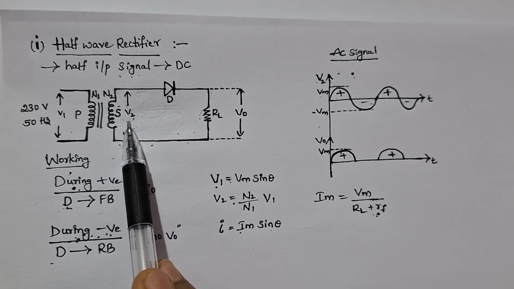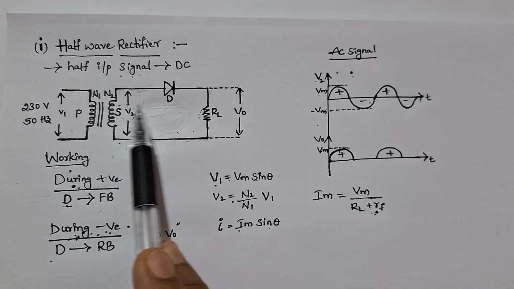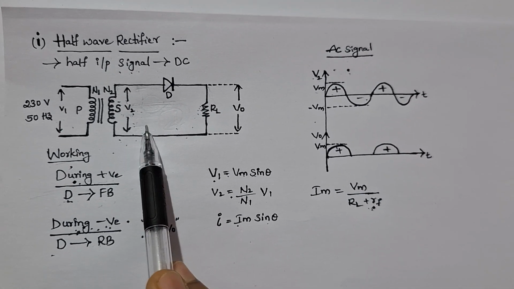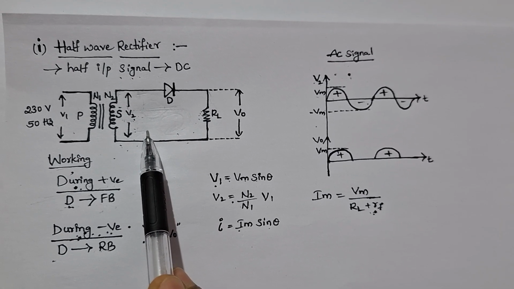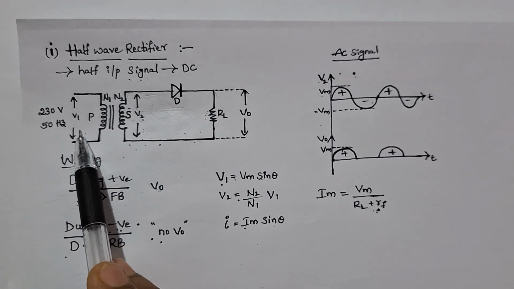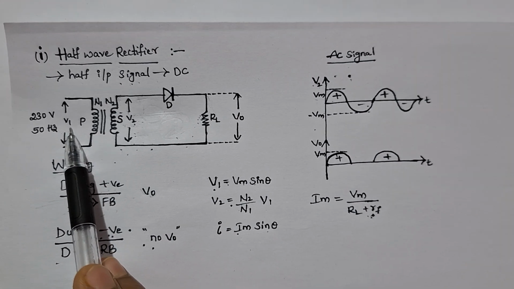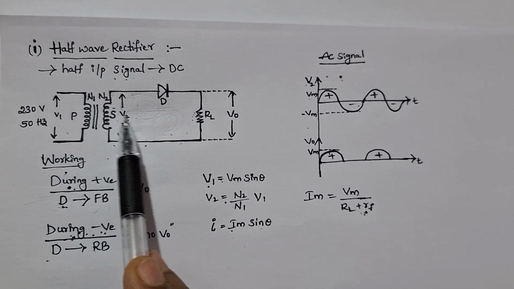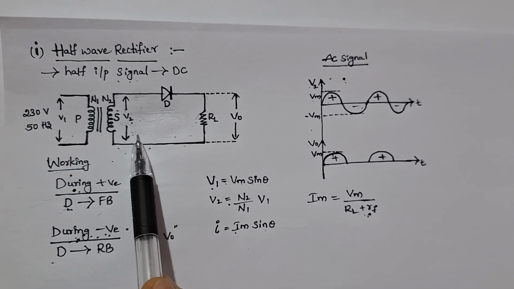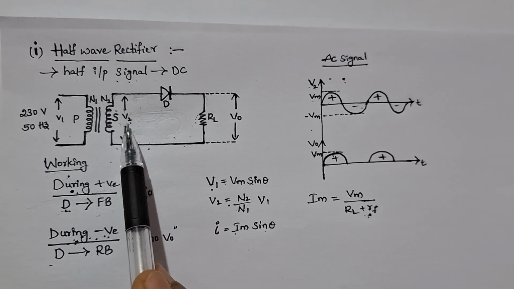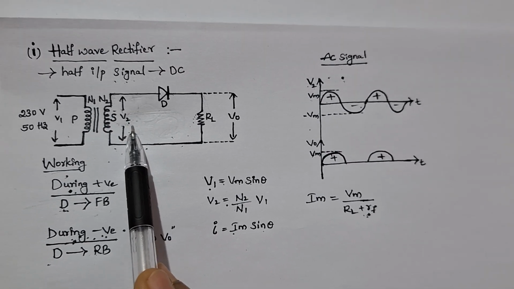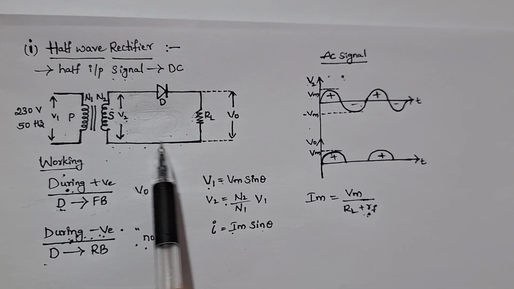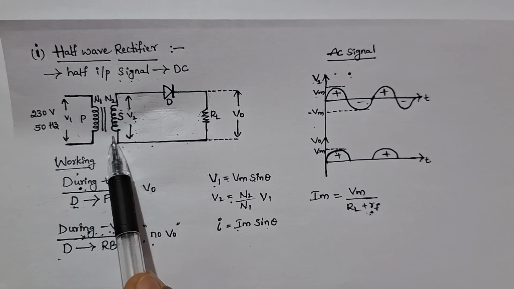Now see here, V2 is the voltage obtained at the secondary of the transformer, and this V2 is the input to the remaining part of the rectifier. V1 will be the source voltage, and V2 will be the source voltage input to the rectifier. So we need to rectify voltage V2 to understand the operation of the half-wave rectifier.